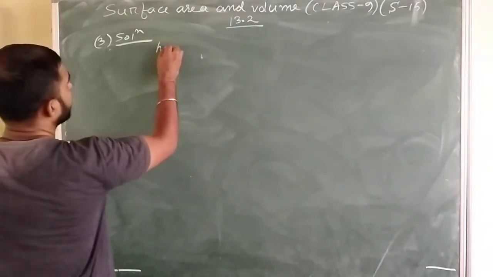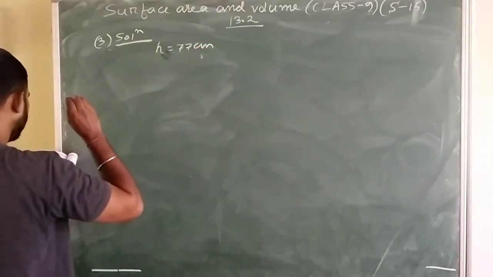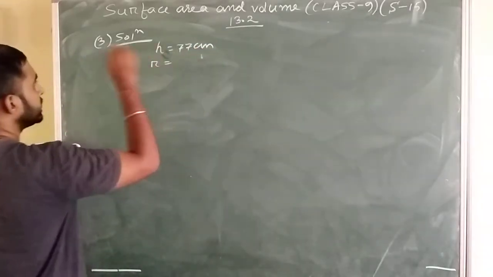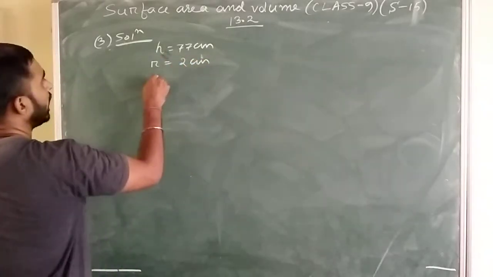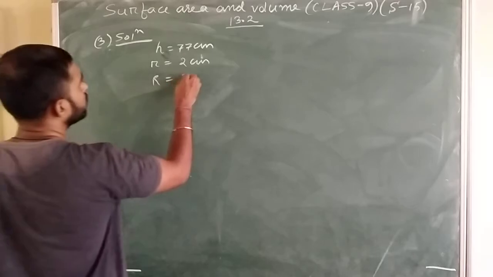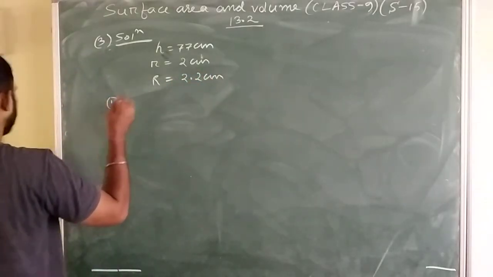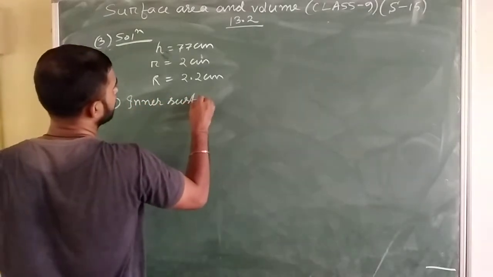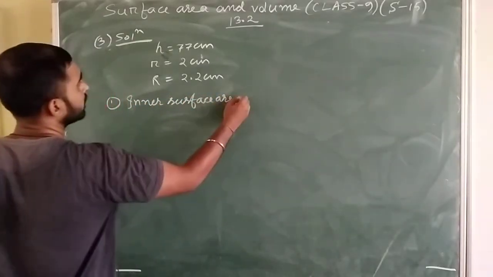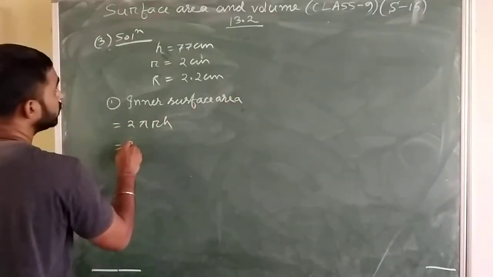Given height equal to 77 centimeter. Then inner diameter; suppose inner radius equal to... inner radius 2, outer radius 2.2. So number 1 is the inner surface area. Inner surface area is 2 pi small r h.